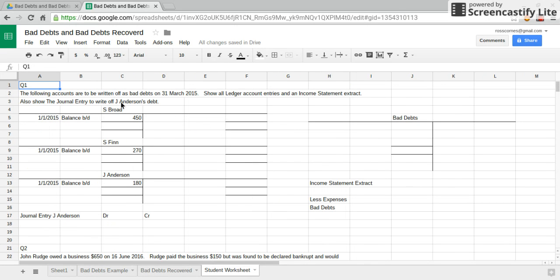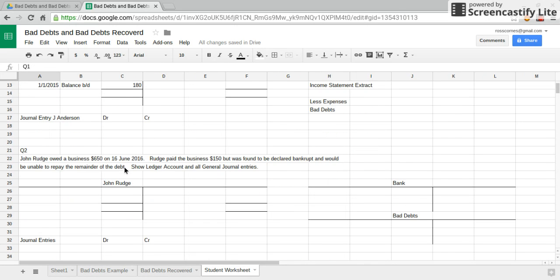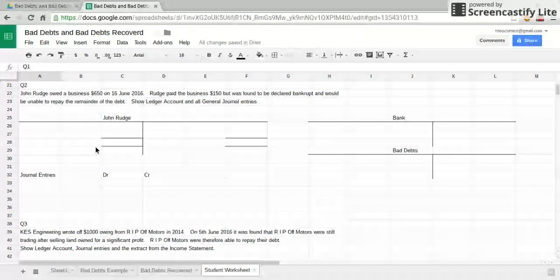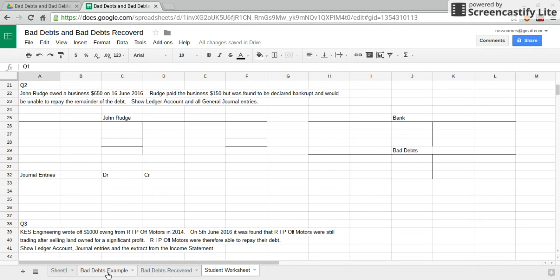Okay, having got the first 2 questions in here, I will give a bonus mark out to anybody who knows the links between question 2 and the second question on the bad debts example. And then come back and just go with bad debts recovered.